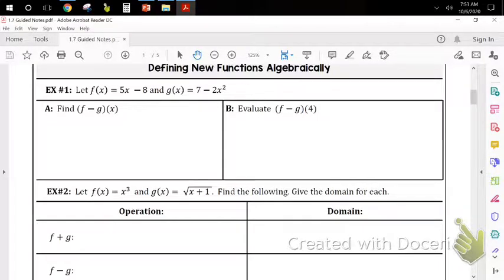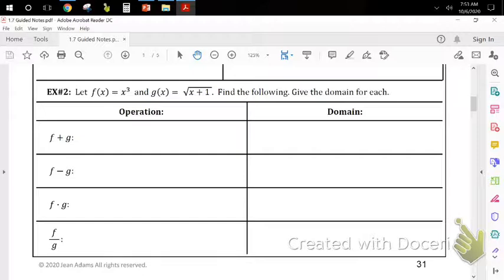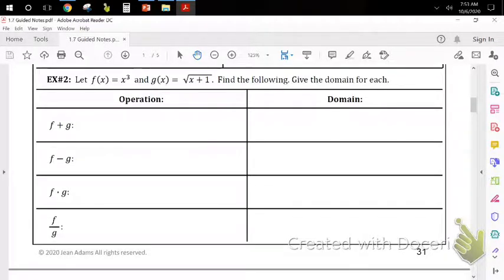All right, we're doing the same thing on example 2, but now we've got to also give the domain. So look at the first thing. It tells us f of x is equal to x cubed and g of x is equal to square root of x plus 1. Find the following and give the domain of each. So f plus g. So we're going to take our f function and we're going to add our g function. So we're going to take x cubed and we're going to add the square root of x plus 1. Well, remember, let's get rid of the parentheses.